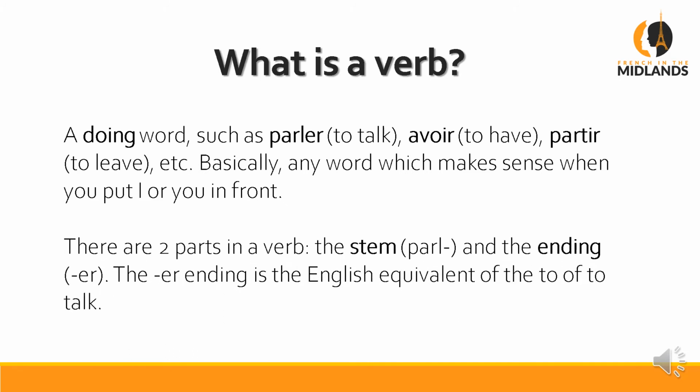So first of all, let's have a look at what a verb actually is. It's a doing word, such as parler, to talk, avoir, to have, partir, to leave. Basically, it's any word which makes sense when you put I or you in front. In French, there are two parts in a verb, the stem, P-A-R-L, of parler, and the ending, which is the E-R of parler. Now, the E-R ending is your English equivalent of the to in to talk, except in French, we stick it to the end, and that's the only difference, really, which is why when you say I talk, you have to remove the E-R, because in English you don't say I to talk. So it's the same in French.